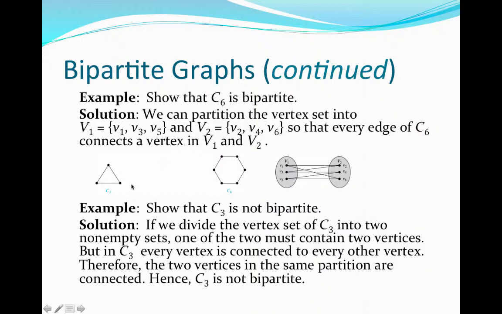On the other hand, not all cycles are bipartite graphs. Notice that C3, for example, is not bipartite, because, for example, if we were to color this vertex red, since it's connected to both of these vertices, they would both have to be colored blue, but again, as in our previous example, they're connected by an edge, so they cannot both be colored the same color in order to be bipartite, and so C3 is not bipartite. So next we're going to look at complete bipartite graphs, which are bipartite graphs with an additional characteristic.